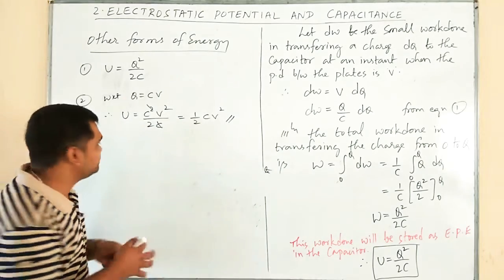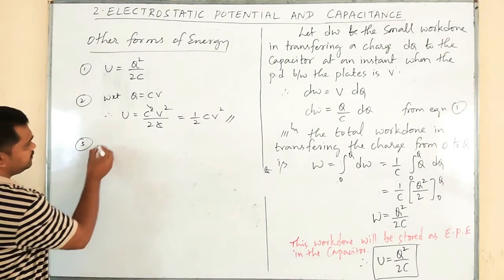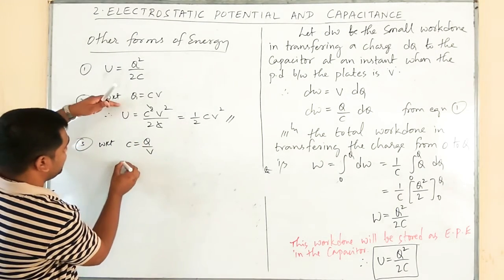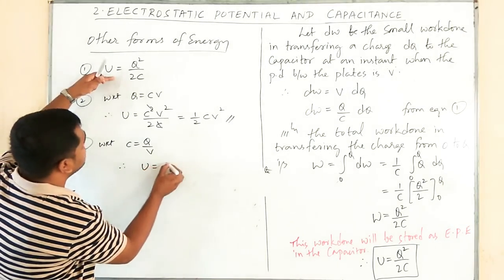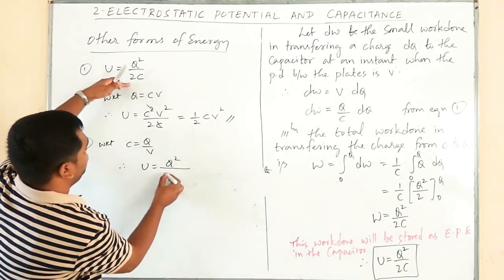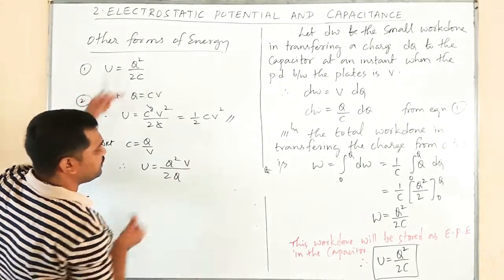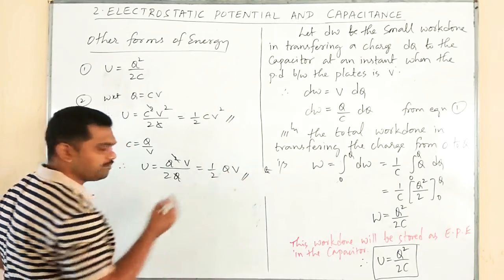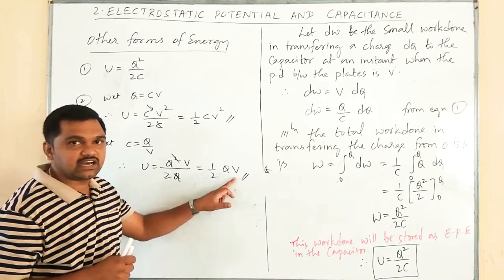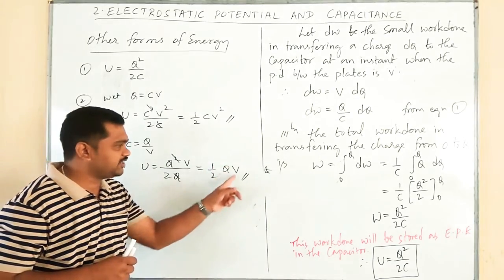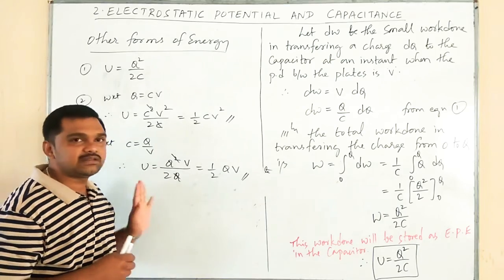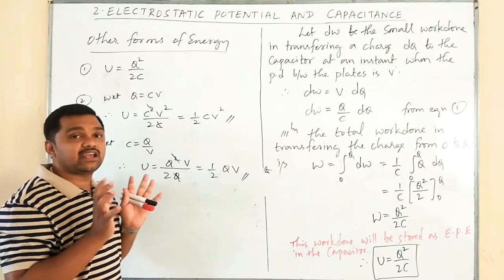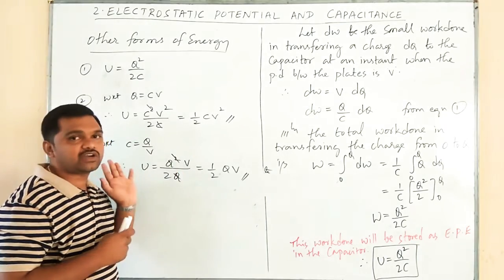Next, the third one: we know that C is equal to Q by V, isn't it? Therefore, this equation will become U is equal to Q square divided by 2 into Q upon V. Q cancels and it becomes half QV. Q is the charge, V is the potential. So this combination gives us what? Energy. Please remember, if we supply some X amount of energy to the capacitor, it can store only X by 2 amount of energy.